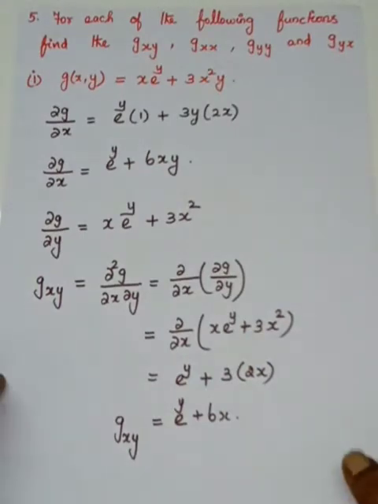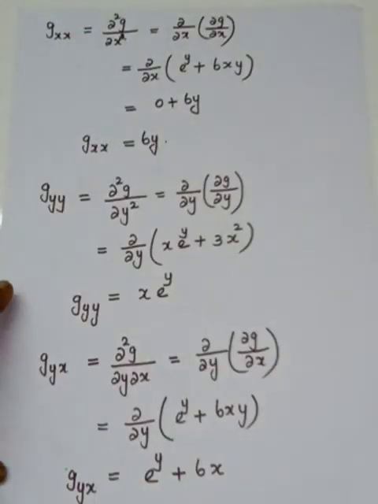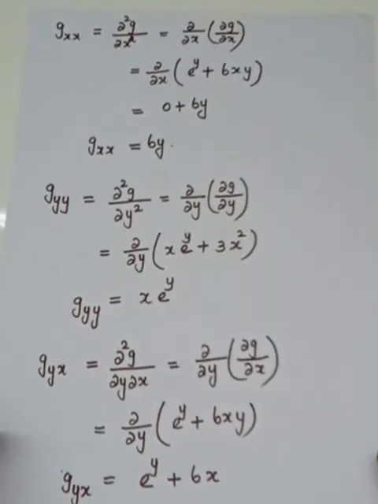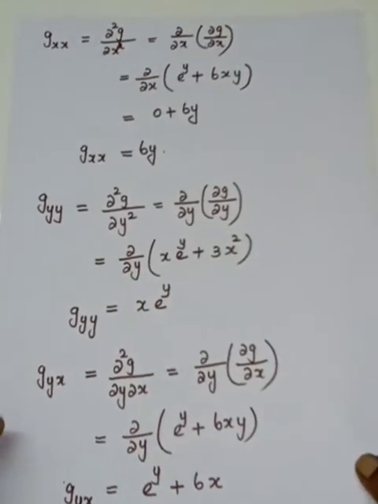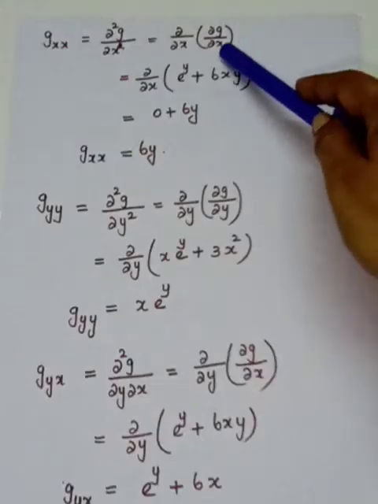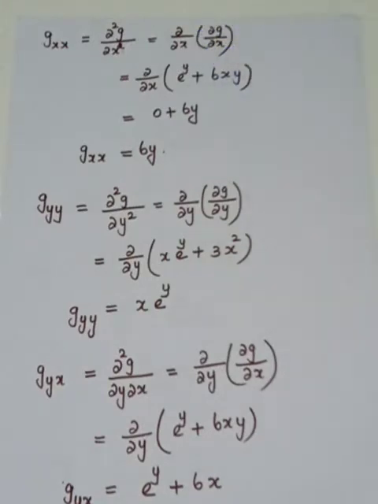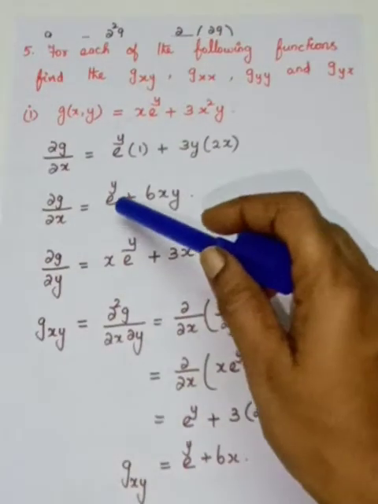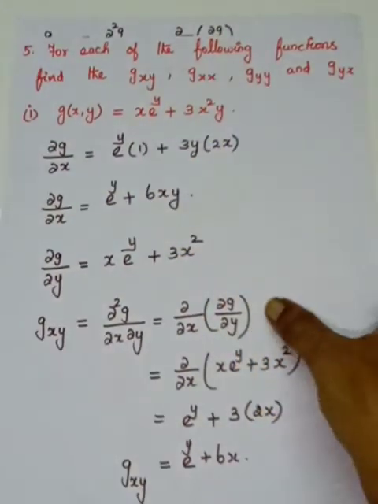What is the next one? gxx. What is it? gxx means it is ∂²g/∂x². How will it be written? It is ∂/∂x of ∂g/∂x. ∂x squared, so here also ∂x, here also ∂x. You know that. What is ∂g/∂x? We have found it in the second step. It is e power y plus 6xy. Substitute there.